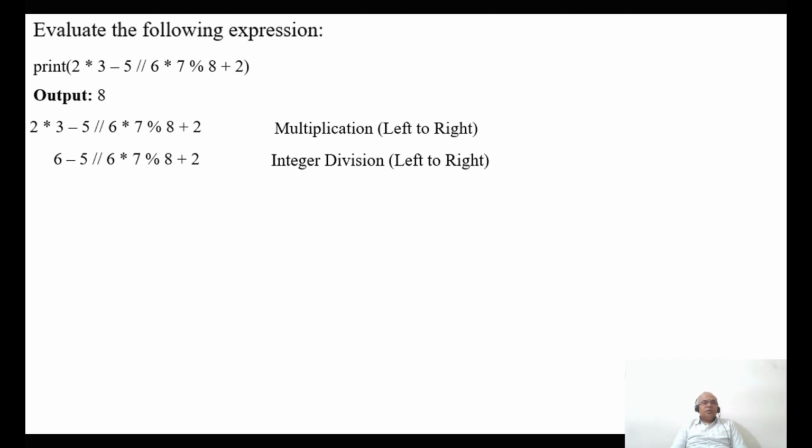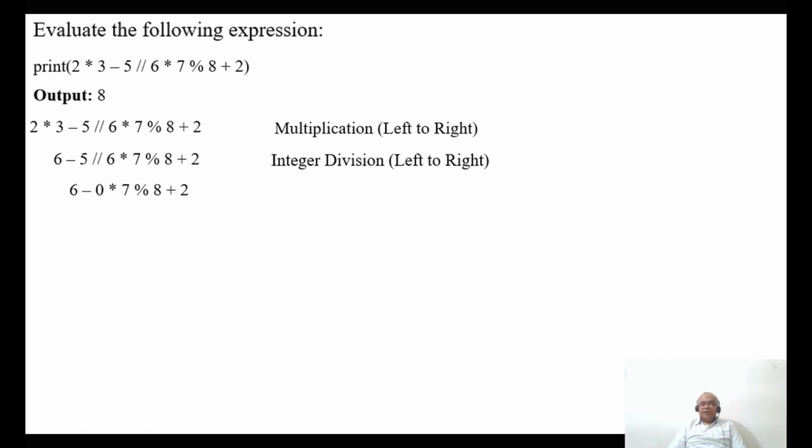Now we need to evaluate 5 // 6. Since the denominator is more, the quotient you will get is less than 1, so it should be 0. So 6 - 0 * 7 % 8 + 2. Now we are left with multiplication and percent. Minus has lower precedence and plus also has lower precedence. Since star and percent have the same precedence, you have to evaluate from left to right now.